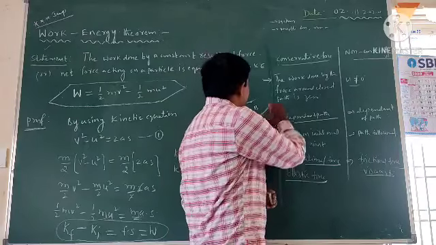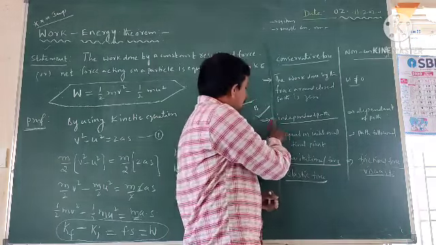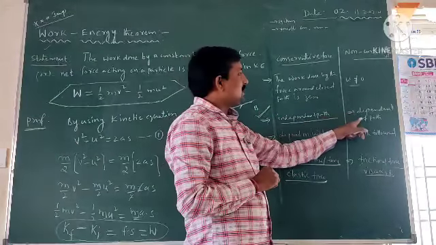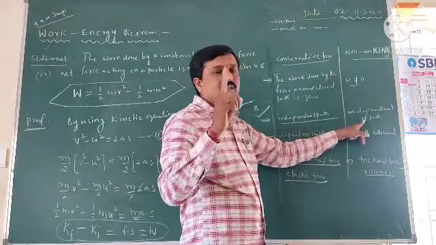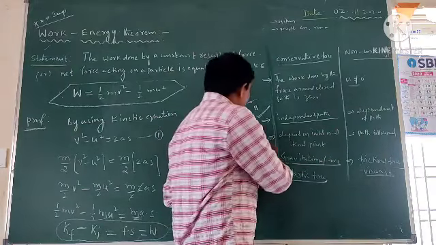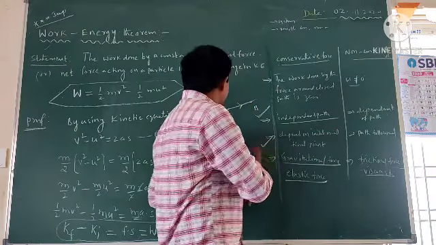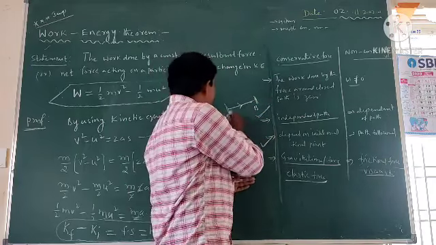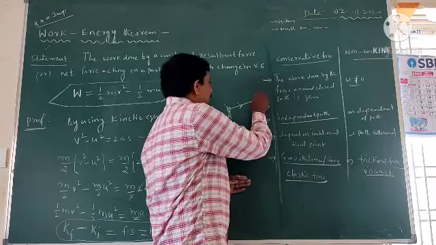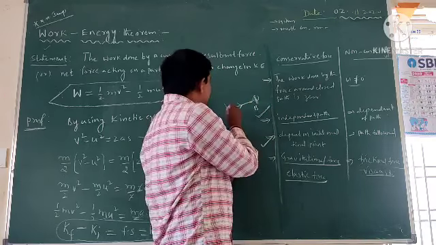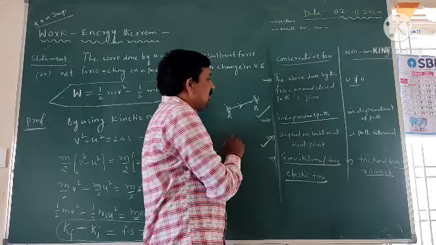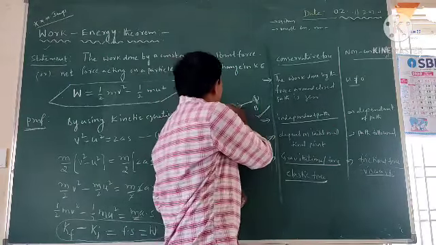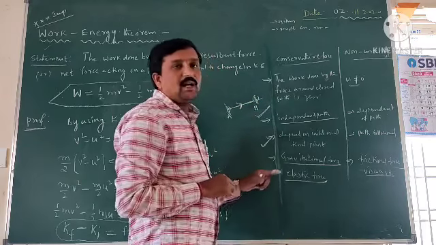Conservative forces do not depend on the path of the particle, but non-conservative forces depend on the path of the particle. Again, conservative forces depend on the initial and final point of a particle. If a particle moves from A to B, A is called the initial point and B is called the final point. So conservative forces depend on the initial and final points, but non-conservative forces do not. They depend on the path followed by the particle.